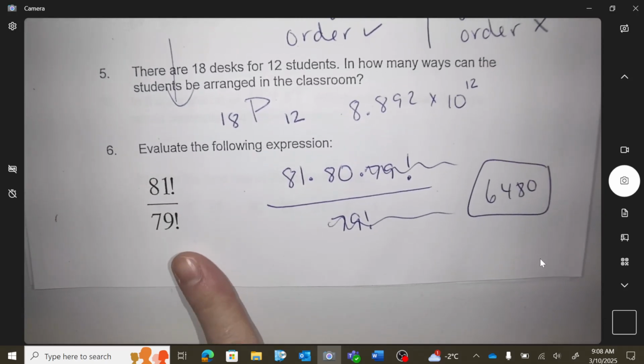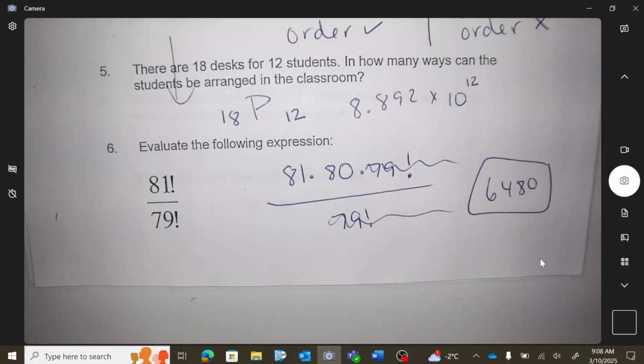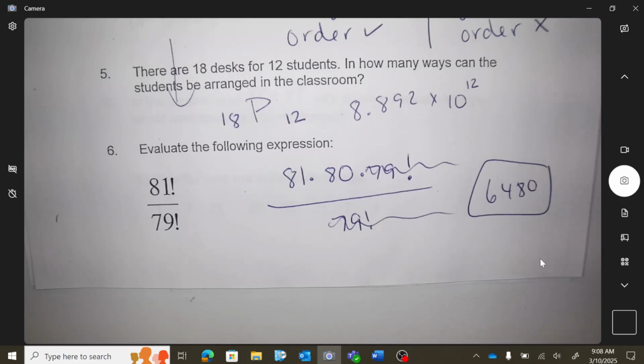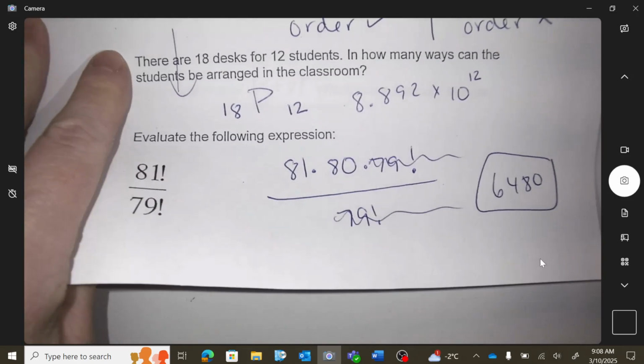Okay, by the way, if you just tried to straight type this into your calculator, I don't think it would even work. Right? Did anybody even try that? No. It doesn't work. Why? It's just information overload. 81 factorial, do you understand how massive that number is? It's pretty big.